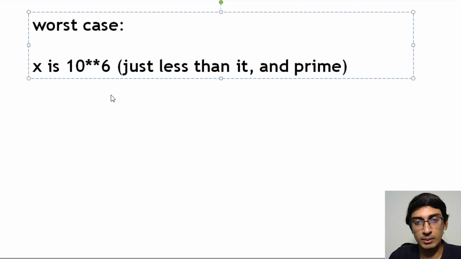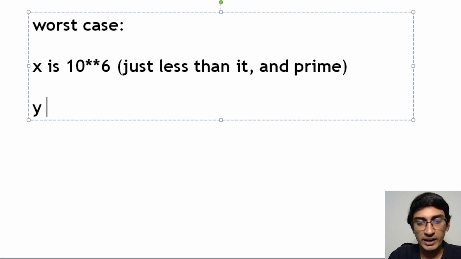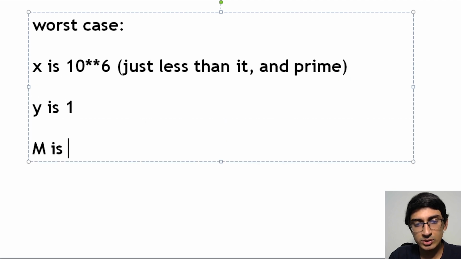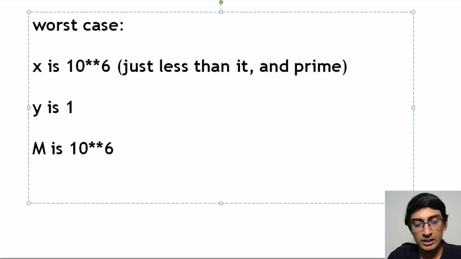So x is a prime number, let's say, and we say that y is 1 and m is some 10 raised to 6. So x is less than 10 raised to 6, so that means that it is always possible to reach the same one. And in fact we can very confidently say here that the floor you're supposed to reach is 1, because 1 will be the minimum floor to reach, which means x just has to be divided by itself to reach 1.